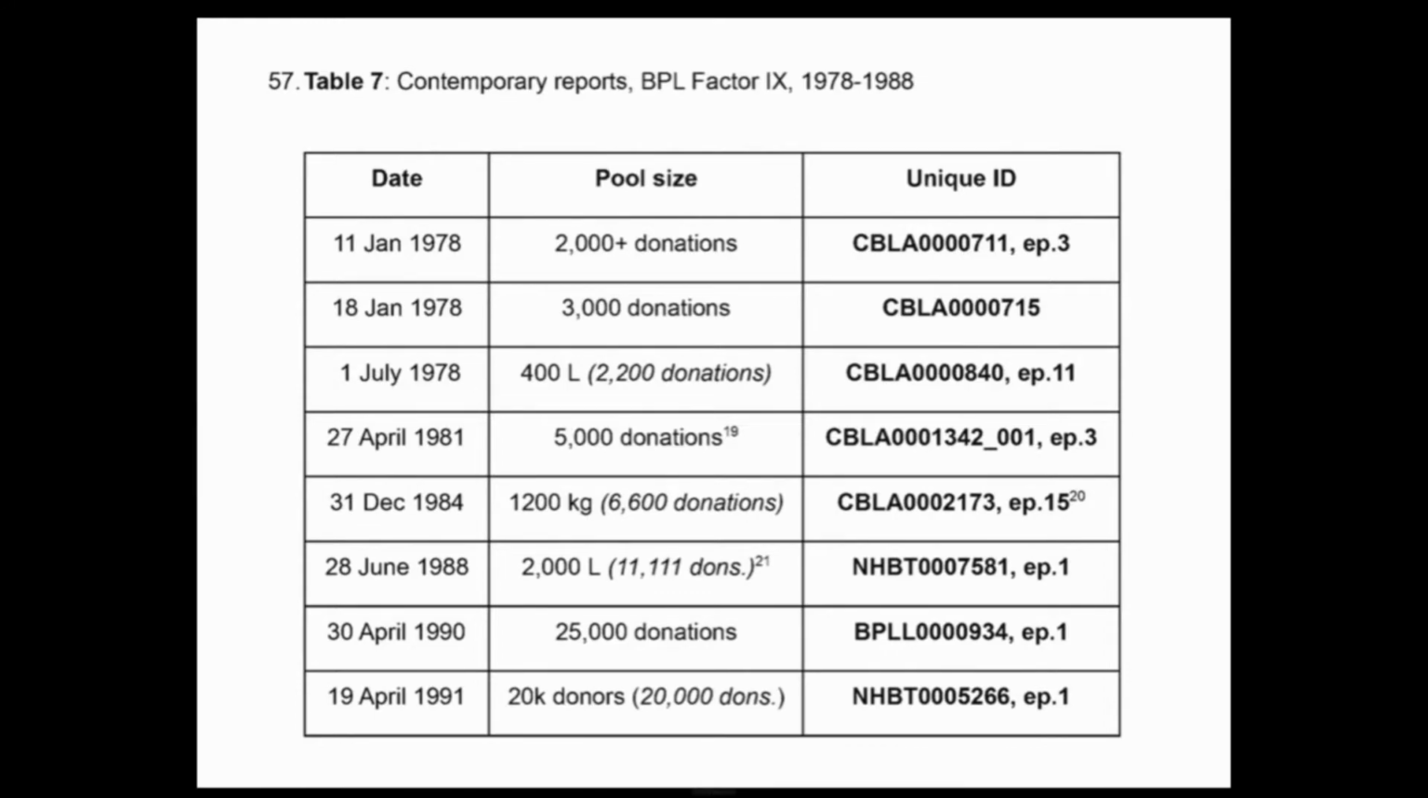But we can see there that the figure obtained for January 1978 is over 2,000 donations. Then a second figure for a week later of 3,000 donations. July 1978, 400 litres, approximately 2,200 donations. April 1981, 5,000 donations. December 1984, 1,200 kilograms or 6,600 donations. June 1988, 2,000 litres or a little over 11,000 donations. April 1990, 25,000 donations. April 1991, about 20,000 donors, which we equate to 20,000 donations. Those are the figures that we have.